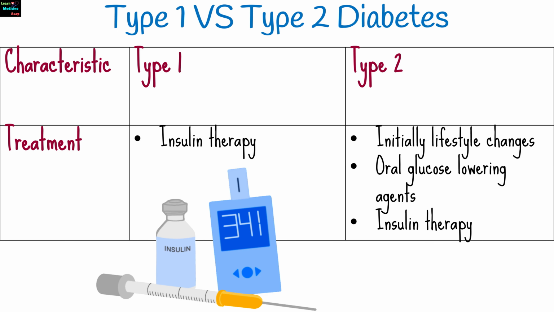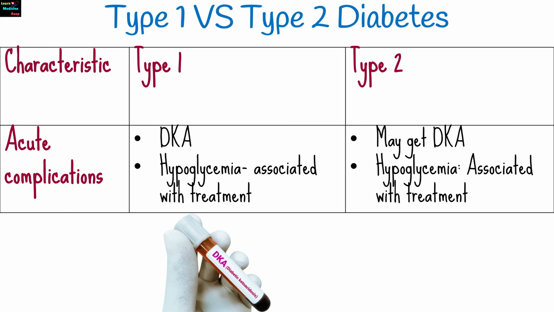The treatment of type 1 diabetes is insulin therapy, while for type 2 diabetes, initially it involves lifestyle changes with or without oral glucose-lowering agents and insulin therapy. The acute complications associated with both type 1 and type 2 diabetes are DKA and hypoglycemia associated with treatment.